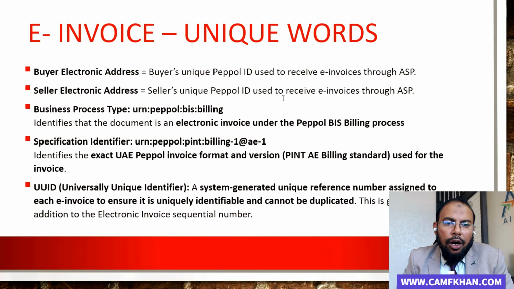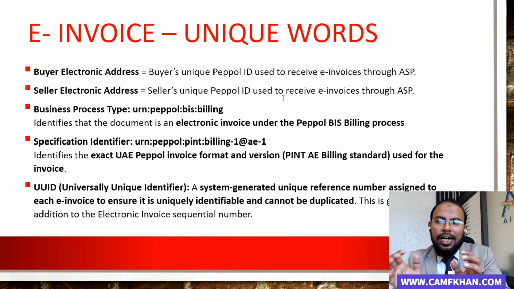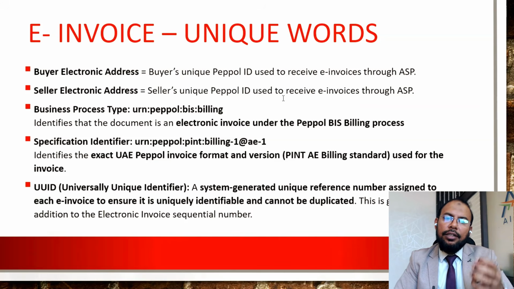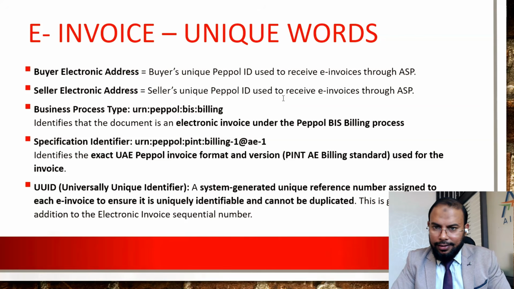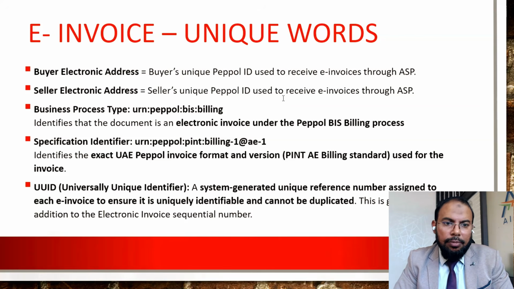Next slide. Buyer electronic address means the buyer's unique Peppol ID used to receive the e-invoice through the ASP. As I already told you, Peppol means a secured network. On the secured network, buyers have unique Peppol IDs with the ASPs, so on the basis of that we need to inform here. This comes automatically, because you know that when the buyer ASP receives the data, that data will be received at the buyer electronic address. I hope it is clear. The seller electronic address is similar to that.